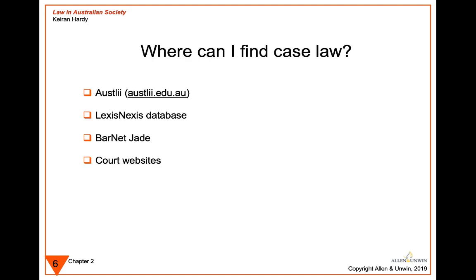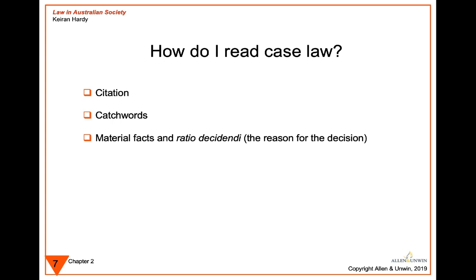You can find case law in some of the same places that you find legislation, but it's a little bit different. So AustLII is still a really good source for case law, like we discussed in the previous chapter for legislation. Otherwise, you might use a database like LexisNexis, which your university library should have access to. There are also sources on the internet like Barnet Jade, or the court websites themselves where you can find individual judgments.